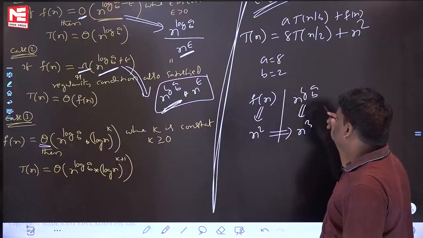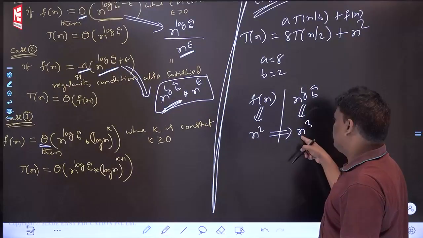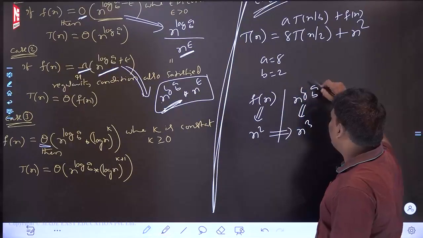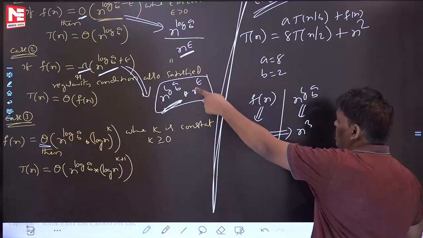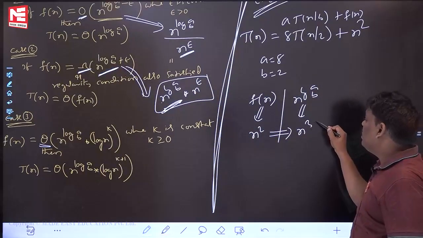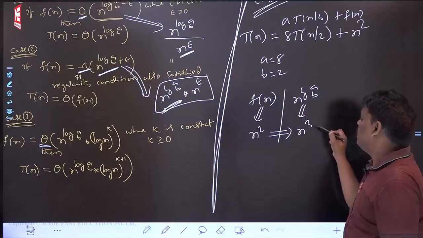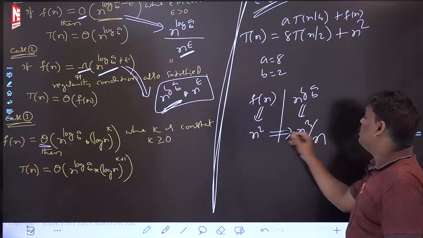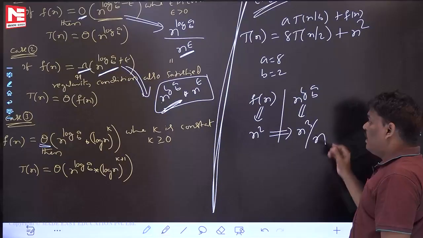Can you help me now? Is the right hand side bigger or not? Comparing left to right, is it bigger or not? Means big O, first case. Yes, the right is bigger. Divide by what, so that I will get f of n? Divide by n, then I will get f of n.